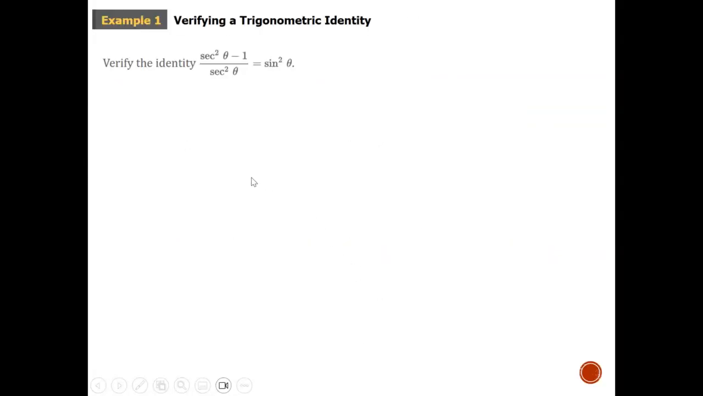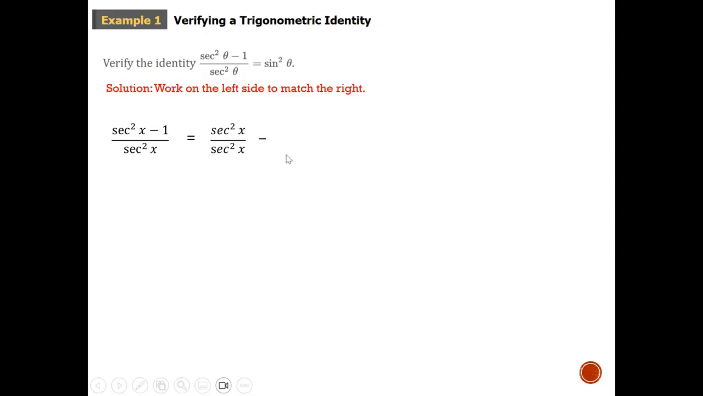Okay, and it's also, guys, there are different ways to get the answer. There's not only one way. It depends how students think. For example, we have to work on the left to make it look like the right. So what I'm going to do here, guys, is separate them. I'm going to make it secant squared x over secant squared x minus 1 over secant squared x.